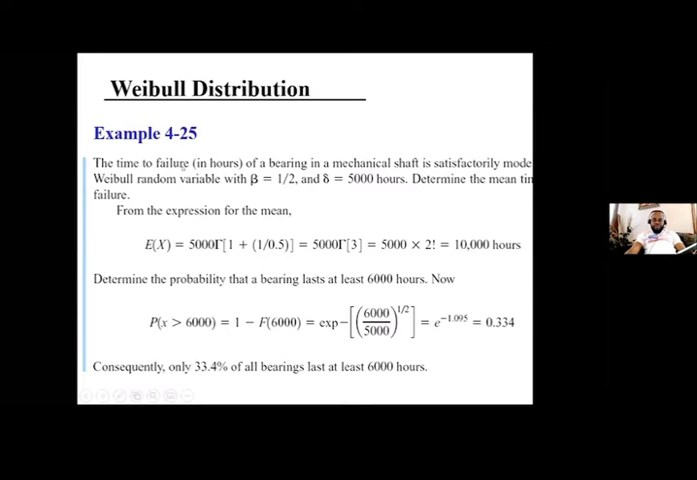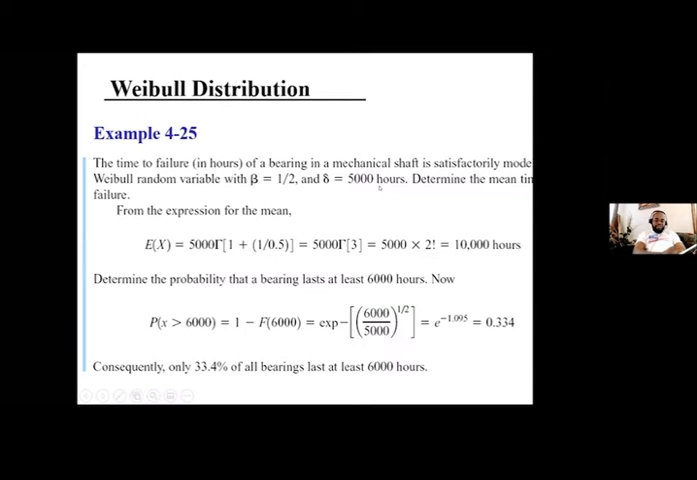The time to failure in hours. I told you we use exponential, we use Weibull to model the time we're going to wait until the occurrence of an event, like time to failure. The time to failure in hours of a bearing in a mechanical shaft is satisfactorily modeled by a Weibull random variable with beta equal to half and delta equal to 5,000 hours.